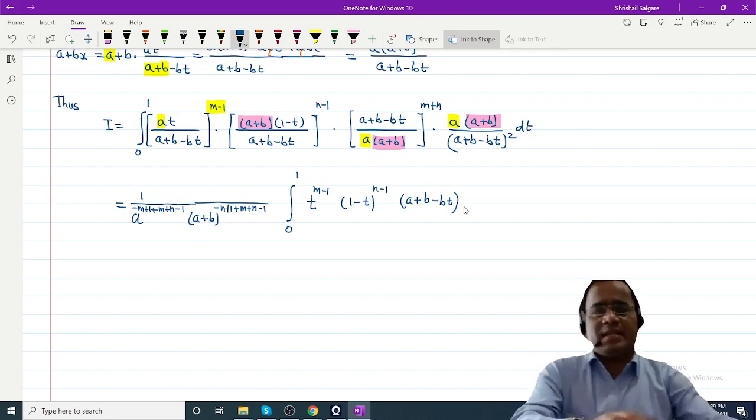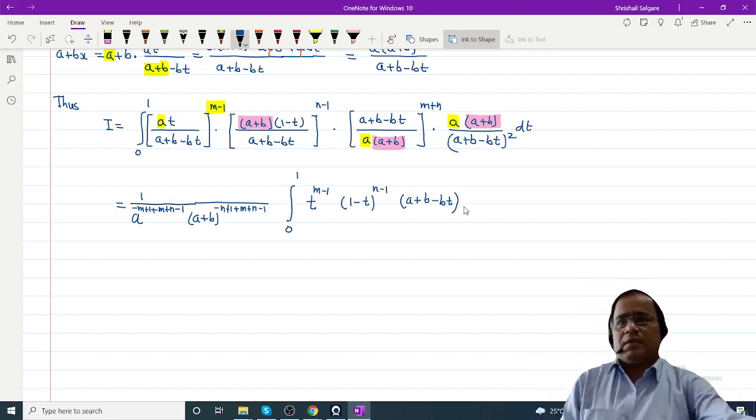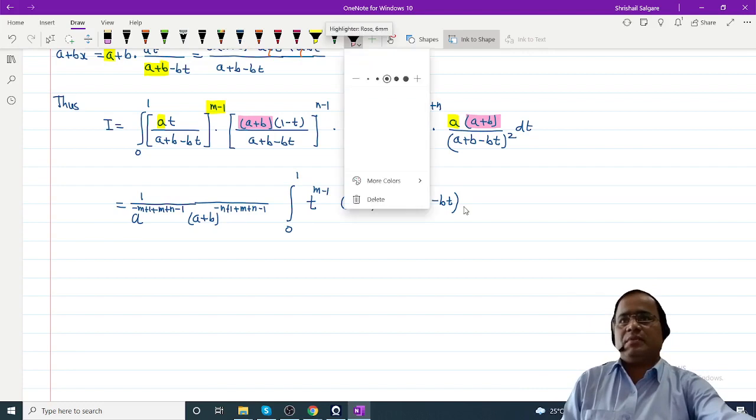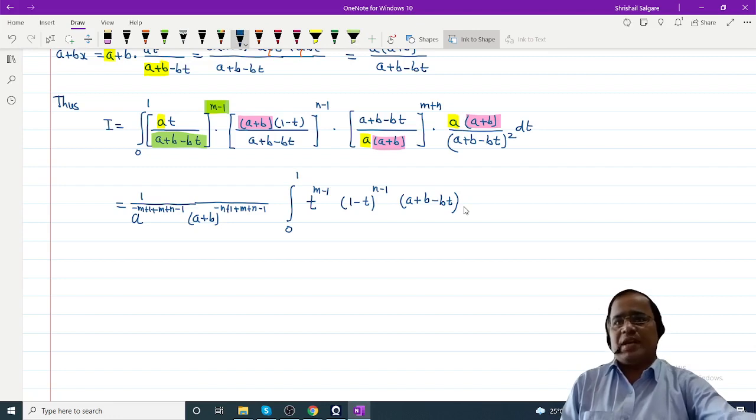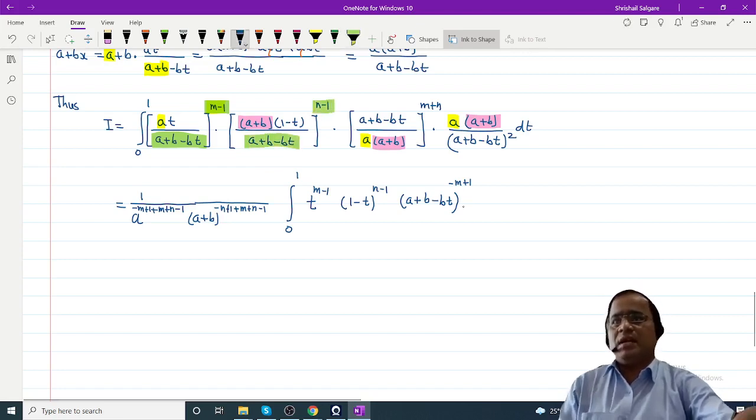Now simultaneously let me know the power. I will use a different color for highlighting. Now here I am having the factor a plus b minus bt, and the power is m minus 1. But that term I am writing in the numerator, that's why I have to change the sign: minus m plus 1. Once again that factor is in the denominator, and the power is n minus 1. And that I am writing in the numerator, so again you have to change: minus n plus 1.